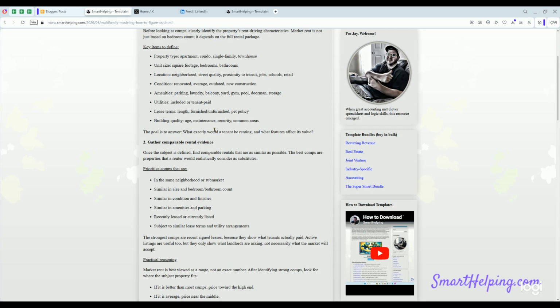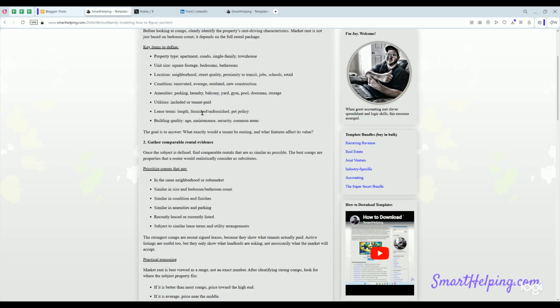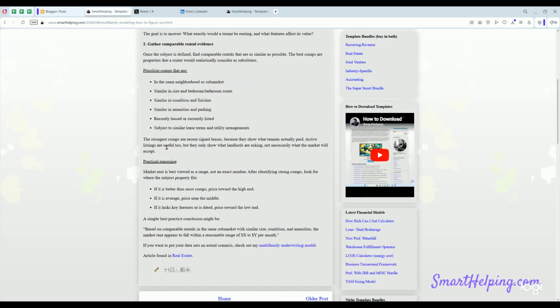Okay, once we know what we have, now we want to try to find the most similar thing that's out there in the market right now in a similar area, as close as we can find. So find comparable rentals that are as similar as possible. The best comps are properties that a renter would realistically consider as substitutes. Sometimes the best you can do is ask what the current market rates are for something this similar. It's not going to be 100% exact, but it's not an exact science here.